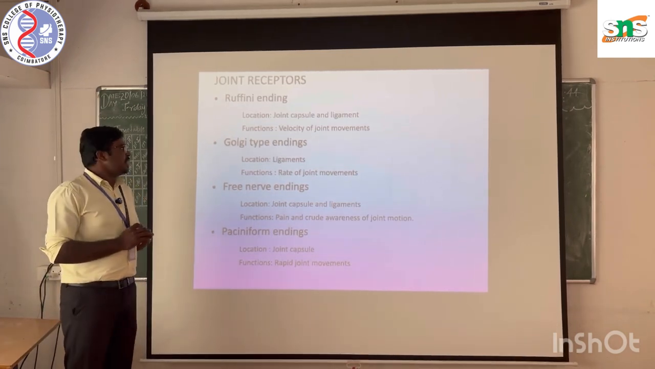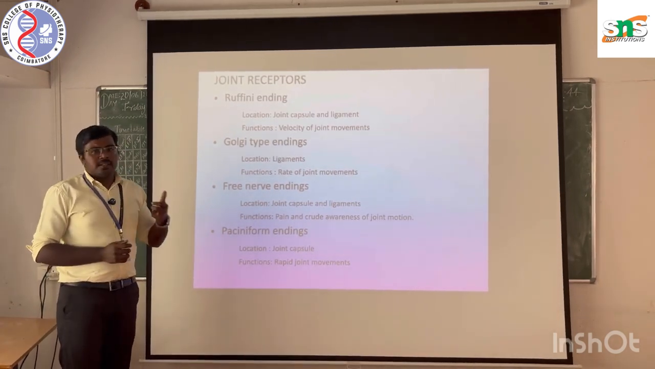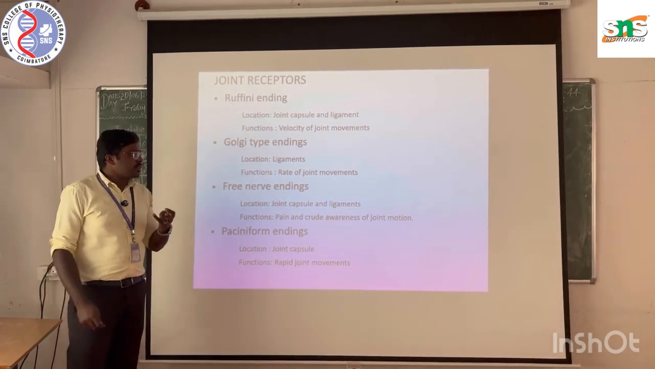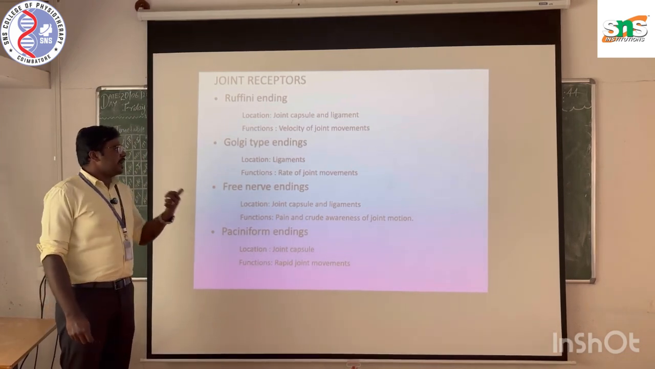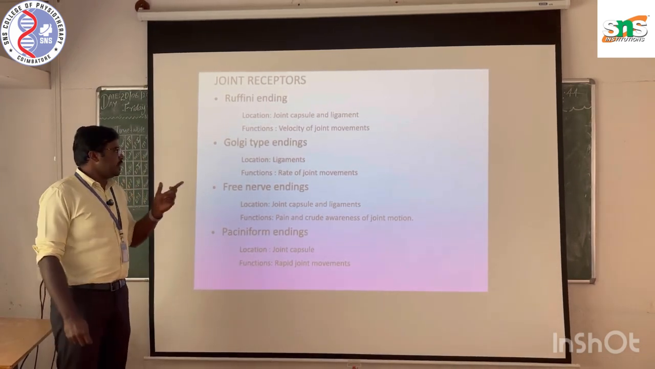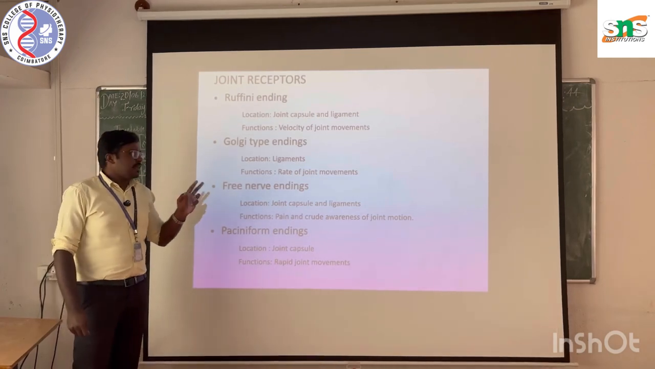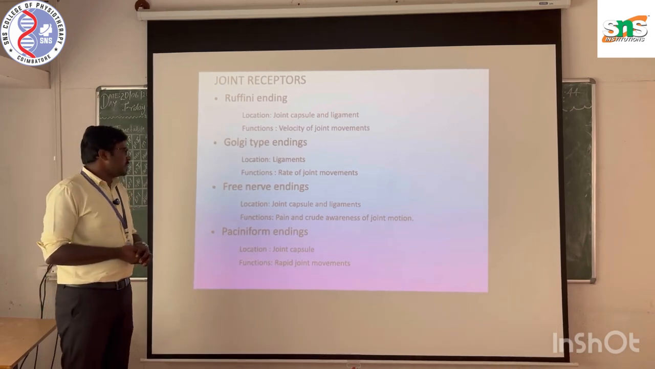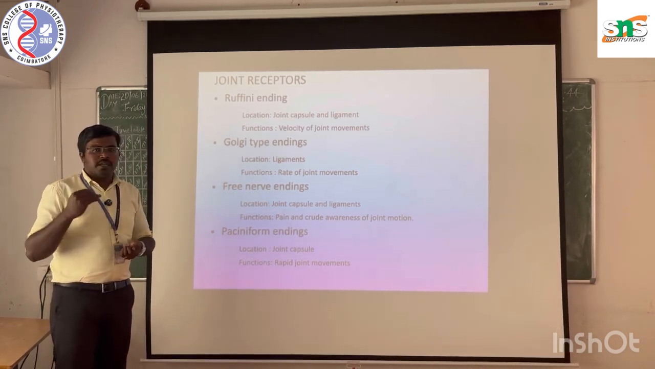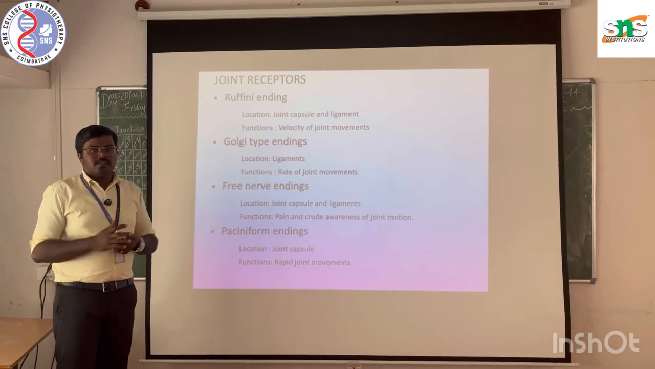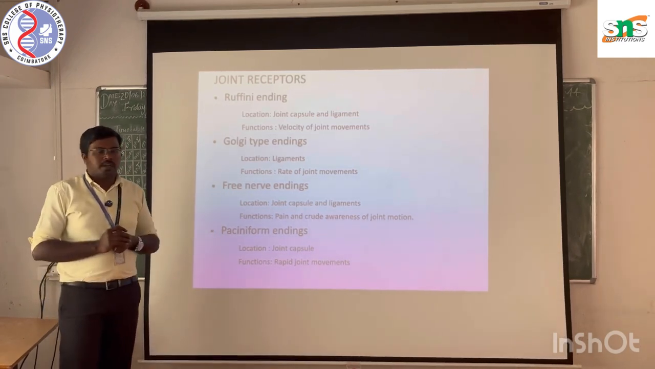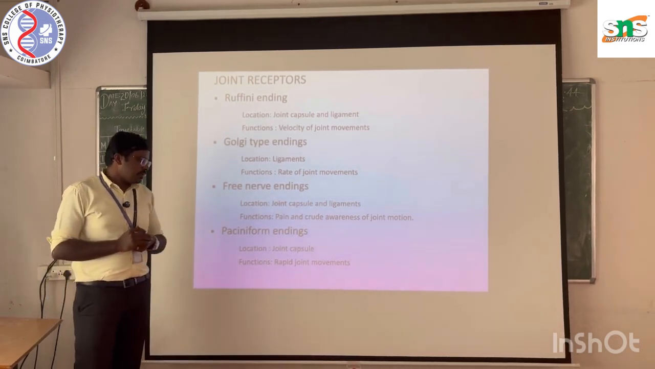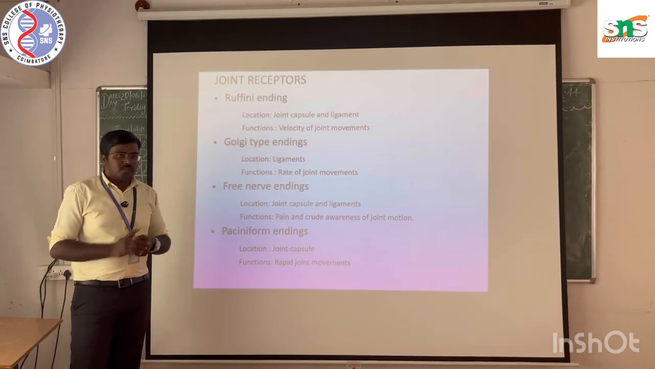Joint receptors: Ruffini endings are located at the joint capsule and ligaments, and their function is the velocity of joint movements. Next, Golgi-type nerve endings are located at the ligaments, and their function is the rate of joint movements. Free nerve endings are located at the joint capsule and ligaments, and their function is pain and awareness of joint motion. And Pacinian-form endings are located at the joint capsule, and their function is rapid joint movements.